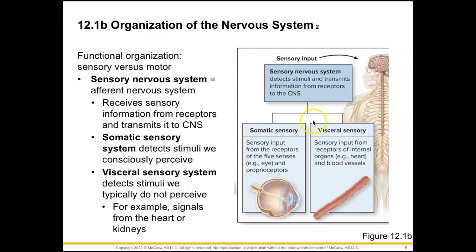The other system we have is a visceral sensory system. So remember, anytime we see that word viscera or visceral, we should think organs. And this is helping to detect stimuli we typically don't perceive. So this would be the signals from our heart, or maybe some signals from our kidneys. It can even be from our blood vessels.